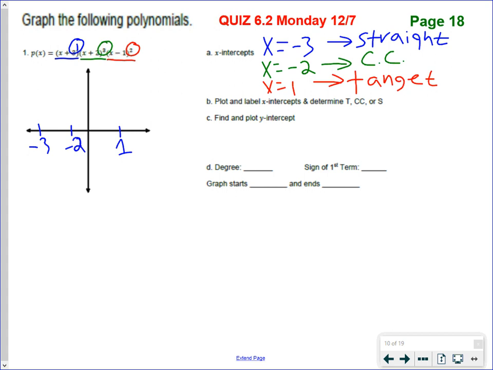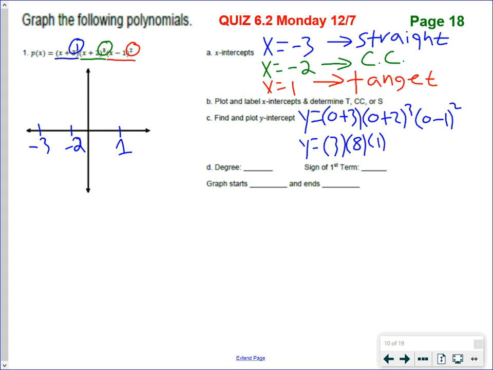To find our y-intercept, we're going to plug 0 in for x. So we get 0 plus 3, multiplied by 0 plus 2 cubed, and 0 minus 1 squared. 0 plus 3 is just 3. 0 plus 2 is 2, and 2 raised to the third power is 8. 0 minus 1 is -1. -1 squared is 1. 3 times 8 times 1 gives us 24. So our y-intercept is at 24.